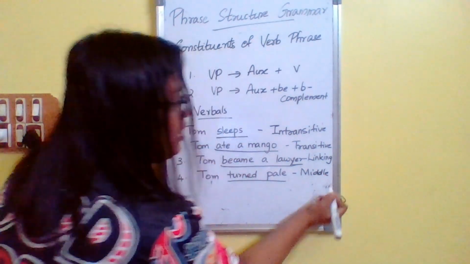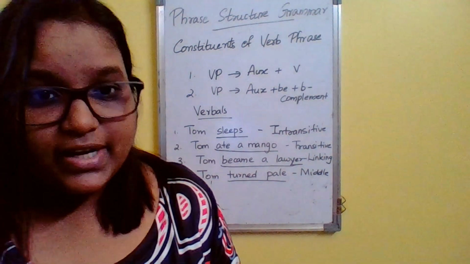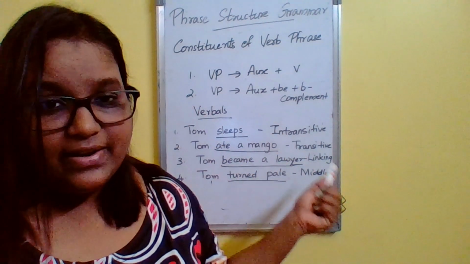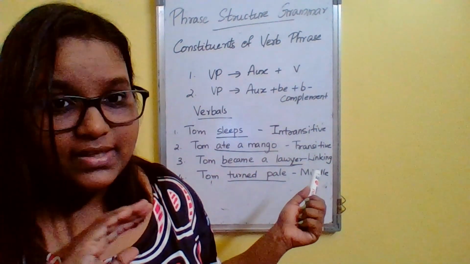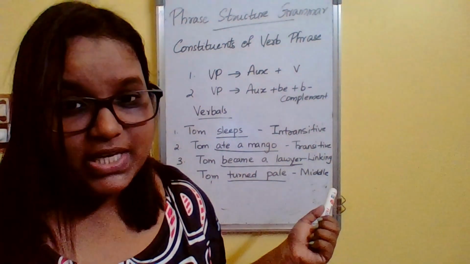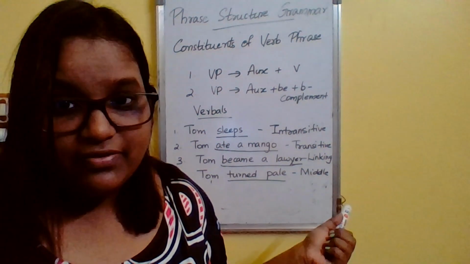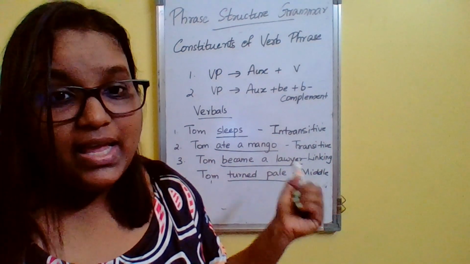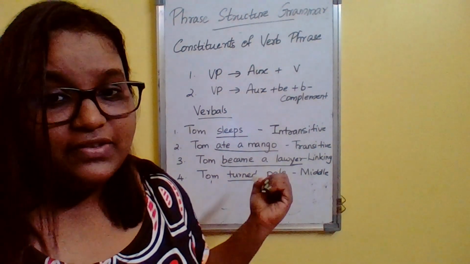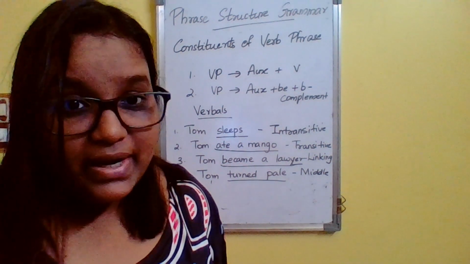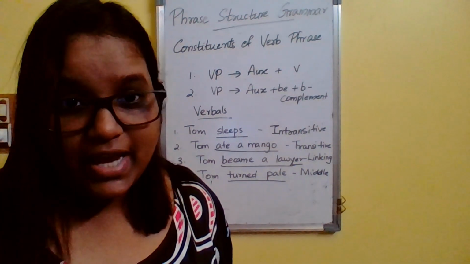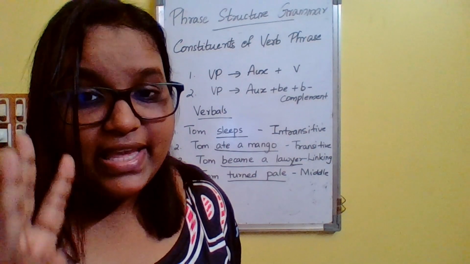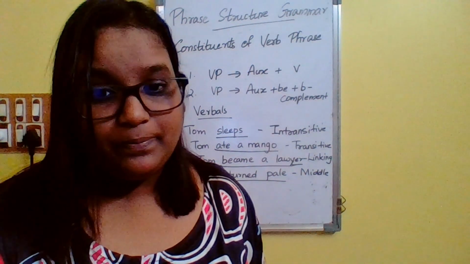So we have discussed four different kinds of verbs using examples. Sleeps is an intransitive verb. It doesn't need the support of an object. Ate is a transitive verb, which has the support of an object. Became is a linking verb. And finally, turned is a middle verb. So four different kinds of verbs: intransitive verb, transitive verb, linking verb, and middle verb.